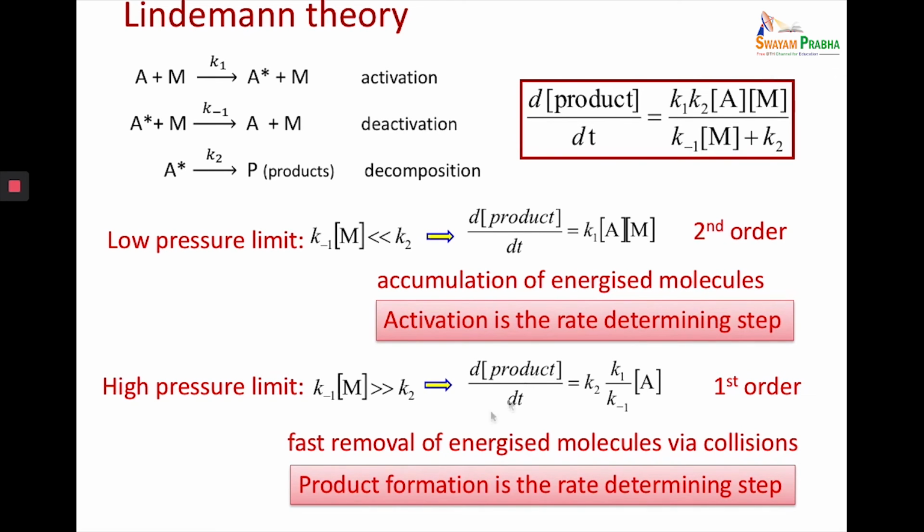So M and M will cancel out, and I will be left with K2 into K1 upon K minus 1 into A. That means the reaction has become first order when the pressure was high. What is happening in this case? If K2 is a small step, or a rate constant with a low value, that means this is a slow step, then in that case you will have the fast removal of the energized molecule via collision, and product formation will be the rate determining step.